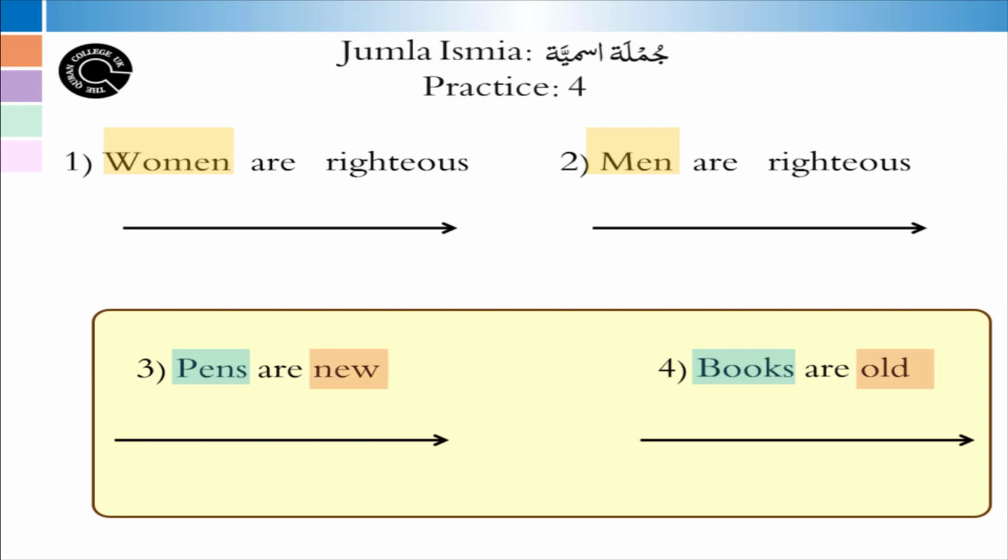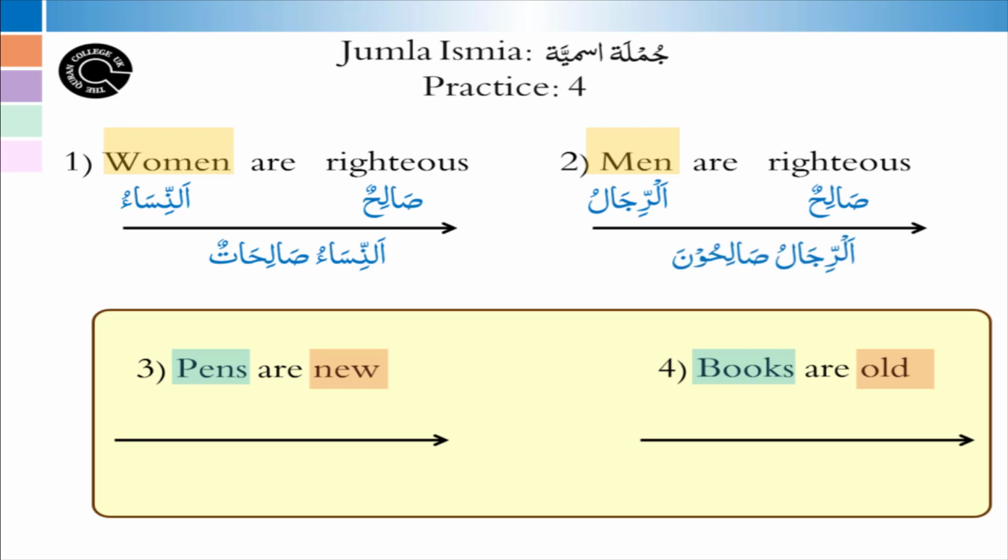The first example is women are righteous. For righteous we use salihun. For women we use an-nisa'u. Therefore the final would become an-nisa'u salihatun. The second example is men are righteous. For righteous we use salihun. For men we use ar-rijalu. Therefore, the final sentence would become Ar-Rijalu Salihun.